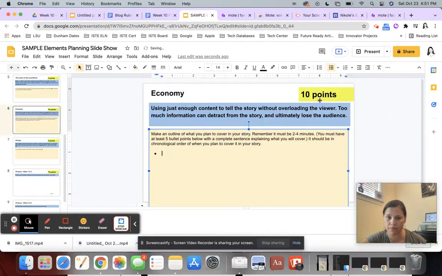Here's a bullet point, and it says, you must come up with 5 bullet points below with a complete sentence to explain what you will cover. It should be in chronological order to the time you plan on covering it. So I'm going to talk about a puppy and my experience. Okay, wait. I have to put a complete sentence. I will explain my experience and why I got a new puppy.